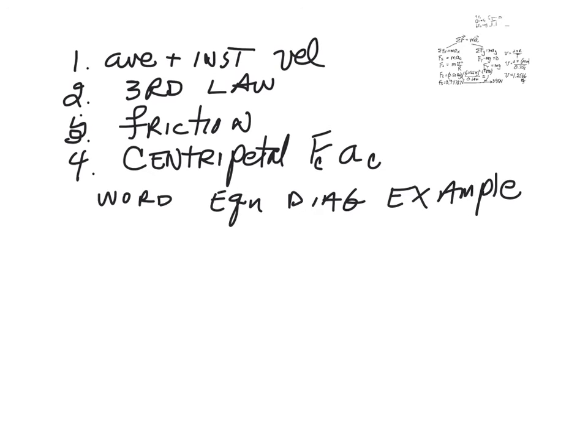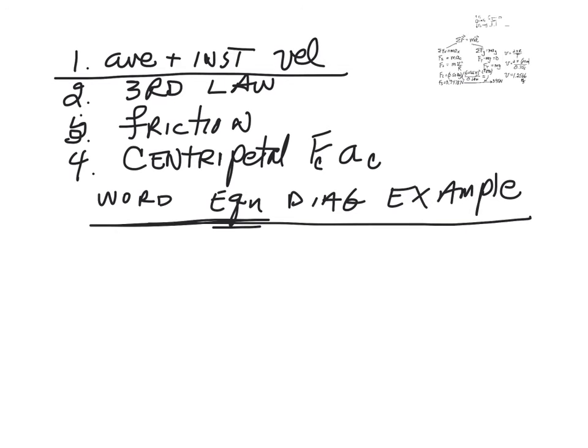So let's start with number one. Why don't you try that? Jot out some notes. You don't have to write it out, but think about how you would write an essay question, several sentences on the difference, the definition and the distinction between average and instantaneous velocity, using words, equations, diagrams, and examples.